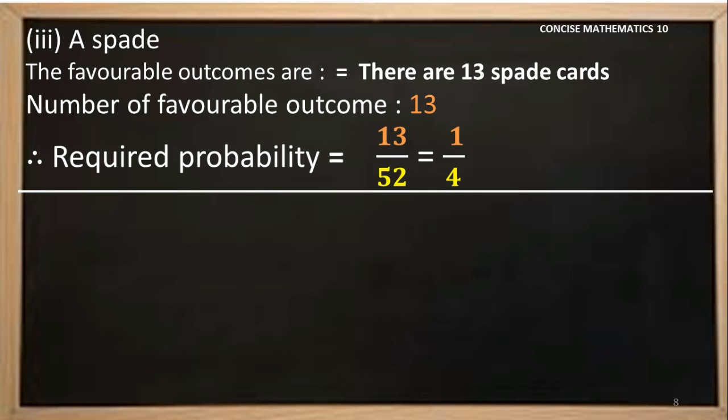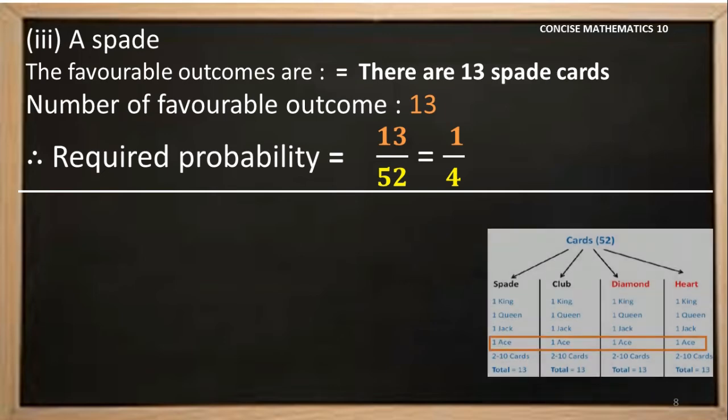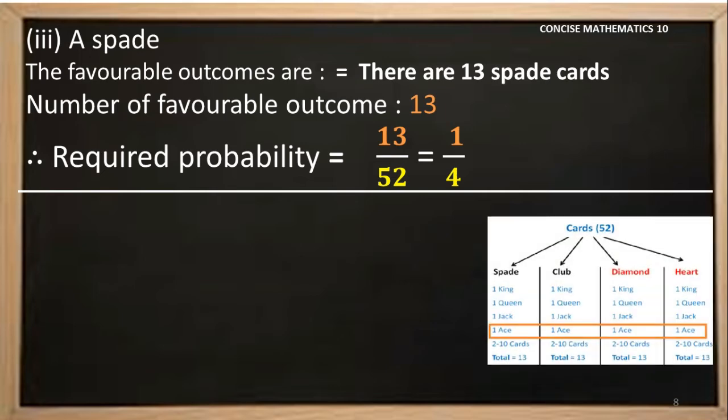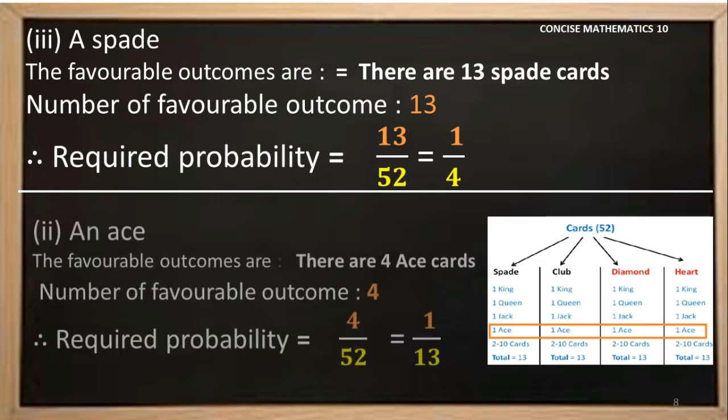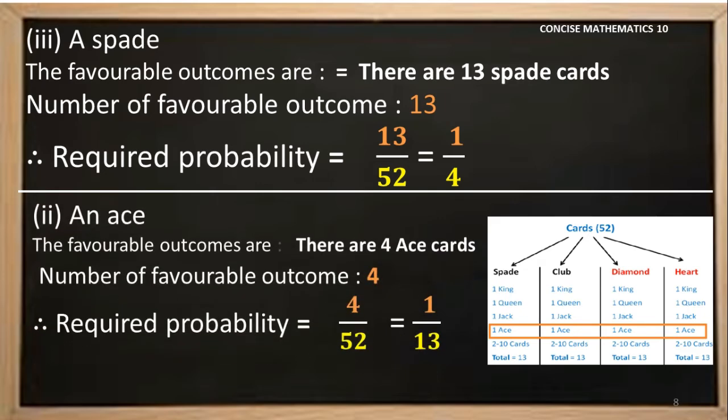And the next question is an ace. So for this, just observe this chart. This is only for your reference. How many ace cards are there out of 52 cards, children? Ace card is a single card which appears in each category, that is spade, club, diamond and heart respectively. So hence in a pack of 52 cards, the favorable outcomes is equal to 4 and the probability is equal to 4 by 52, which is equal to 1 by 13.